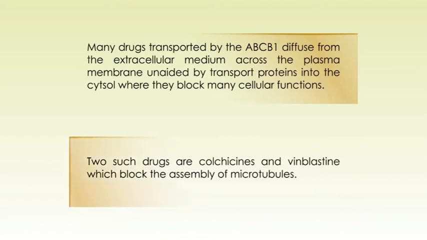Two such drugs are colchicine and vinblastine, which block the assembly of microtubules. ATP-powered transport of such drugs reduces their concentration in the cytosol. As a result, a much higher extracellular concentration of the drug is required to kill those tumor or cancer cells that express ABCB1 than those that do not.